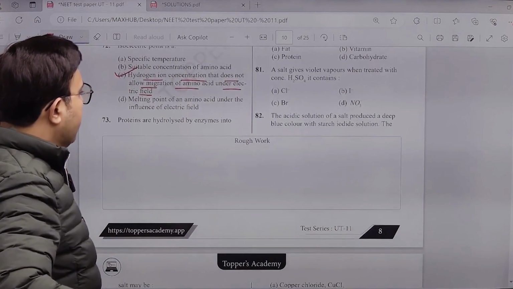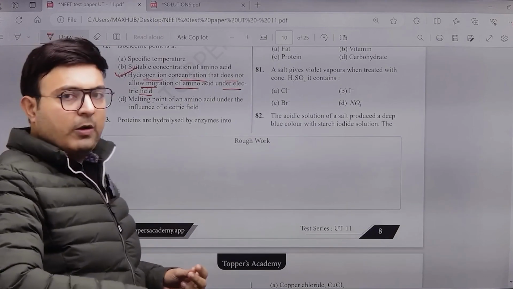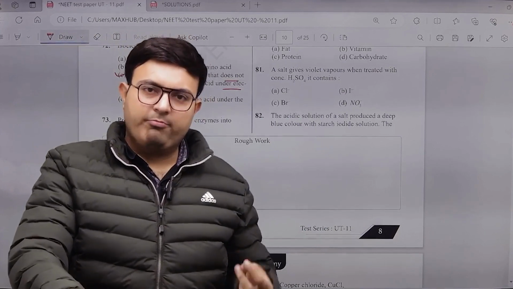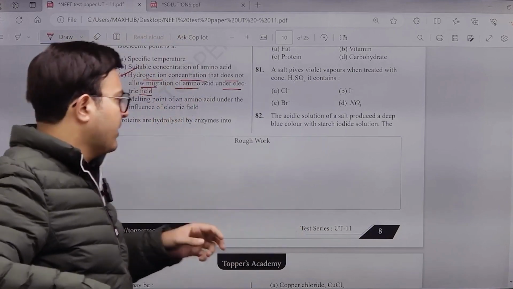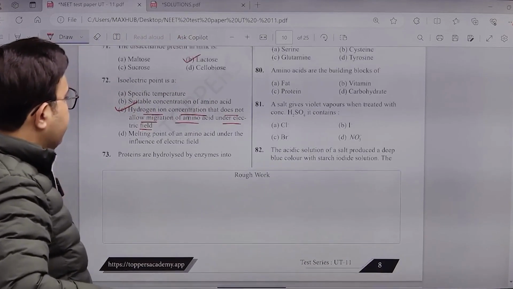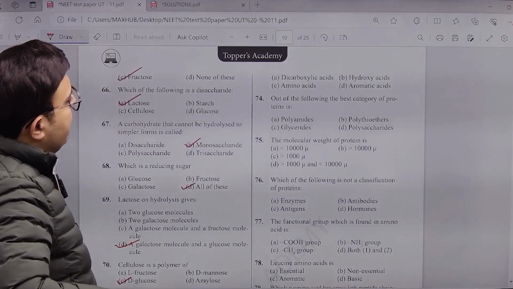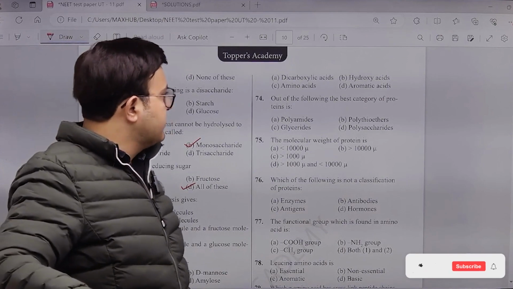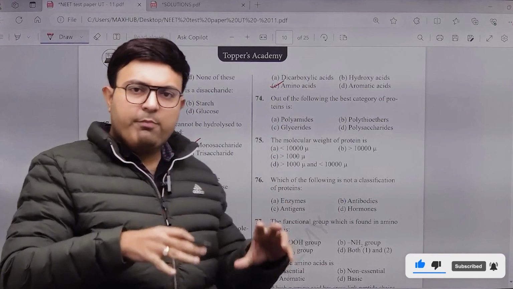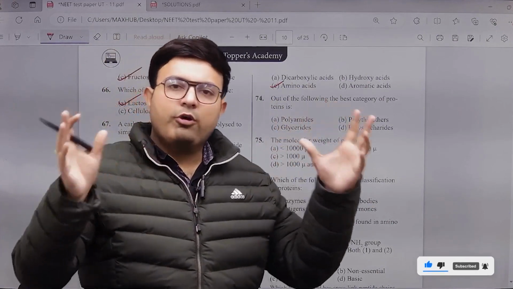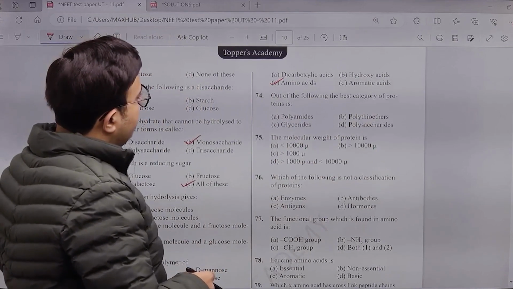Next: proteins are hydrolyzed by enzymes into. Proteins are made up of peptides, and peptides are made up of amino acids. Options: dicarboxylic acid, no. Hydroxy acid, no. Amino acid, yes. Amino acids are the building blocks. They form peptides, and peptides get together to form proteins. So amino acids is the correct answer. We'll go to the next question.